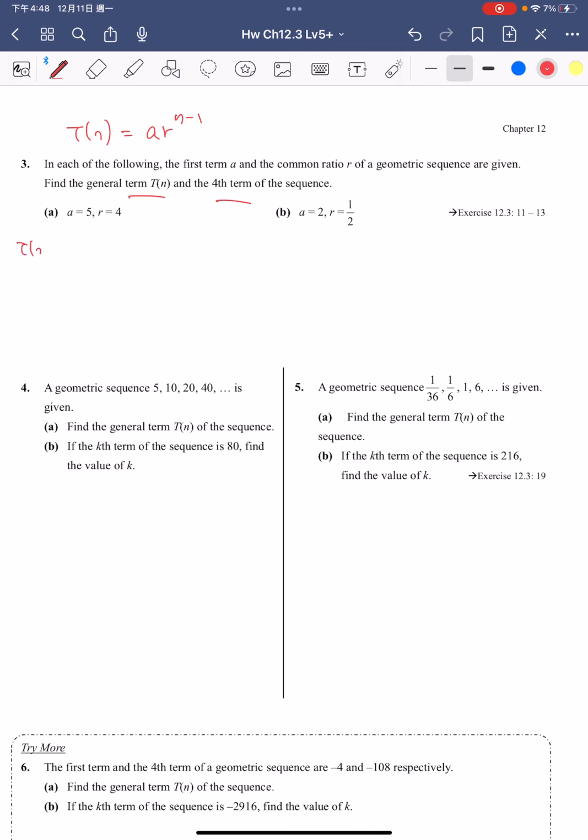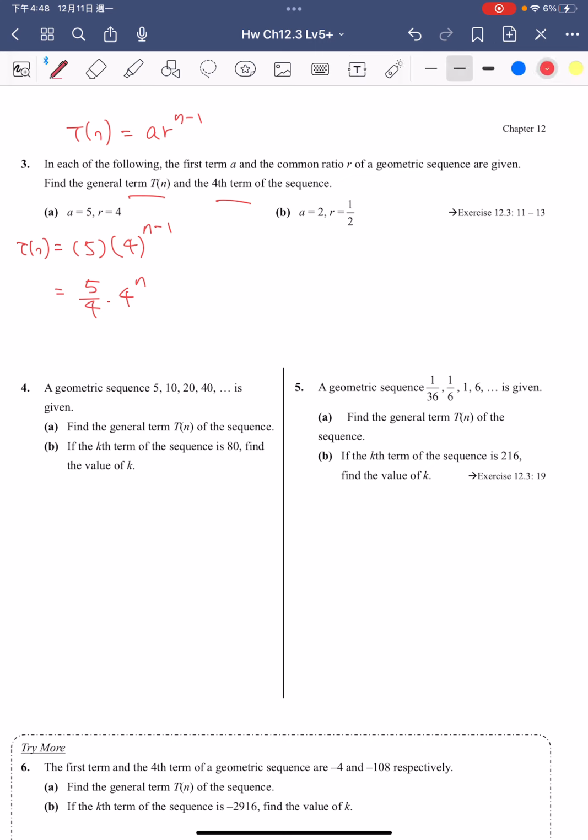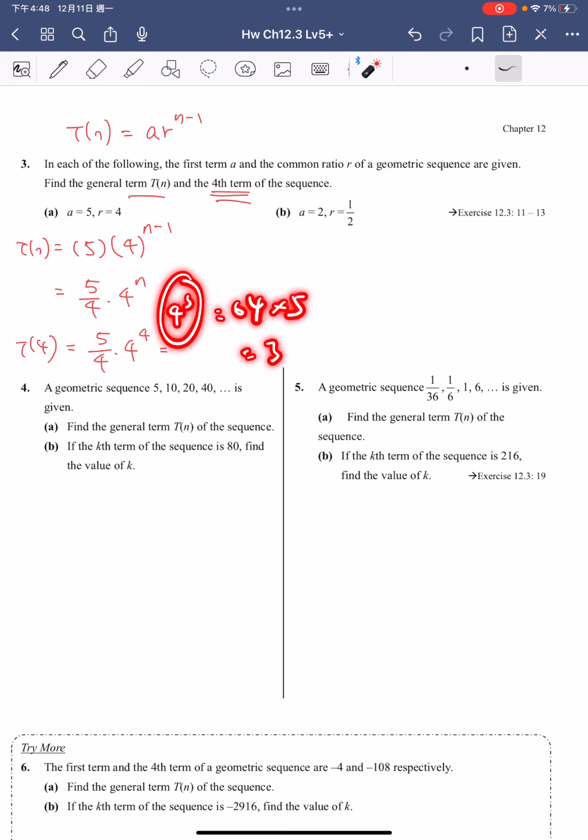For Tn, it is equal to A, which is 5, and the ratio is 4, to the power of n minus 1. So this is going to be equal to 5/4 times 4 to the power of n. Either form is fine, because it is simplified as well. So this answer is okay. For the next part, we have to find the fourth term. T4 is equal to 5/4 times 4 to the power of 4. So this is equal to 4 divided by 4, giving you 4 to the power of 3, which is 64, times 5, giving you the answer of 320.